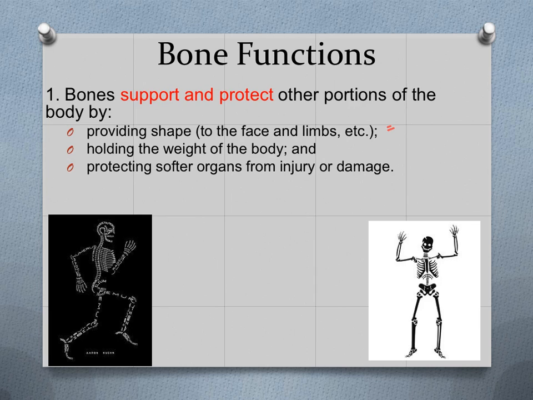So, for example, here behind the rib cage, we've got the heart and the lungs, and some other organs are partially covered by the rib cage, but those bones help to protect.